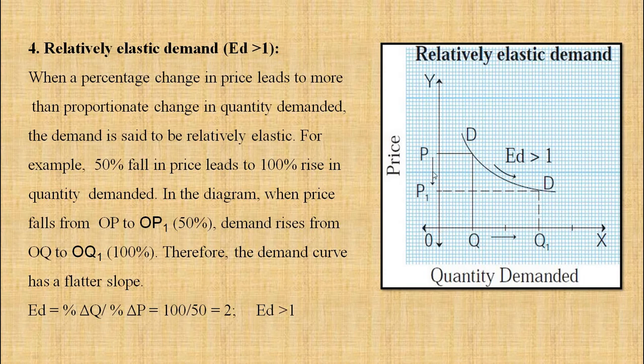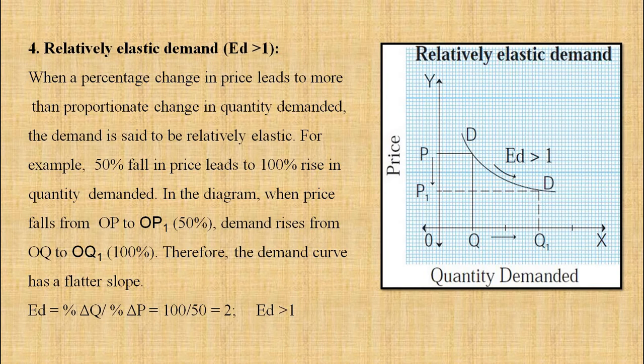Look at the diagram. OP is the original price, OQ is the original demand. Price falls to OP1. This is the change in price, P to P1. But demand rises in a greater proportion from Q to Q1. So change in price is less, change in demand is more. It is called relatively elastic demand, and diagrammatically it has a gentle slope or flatter slope. Generally the demand curve is like this, a flatter slope.